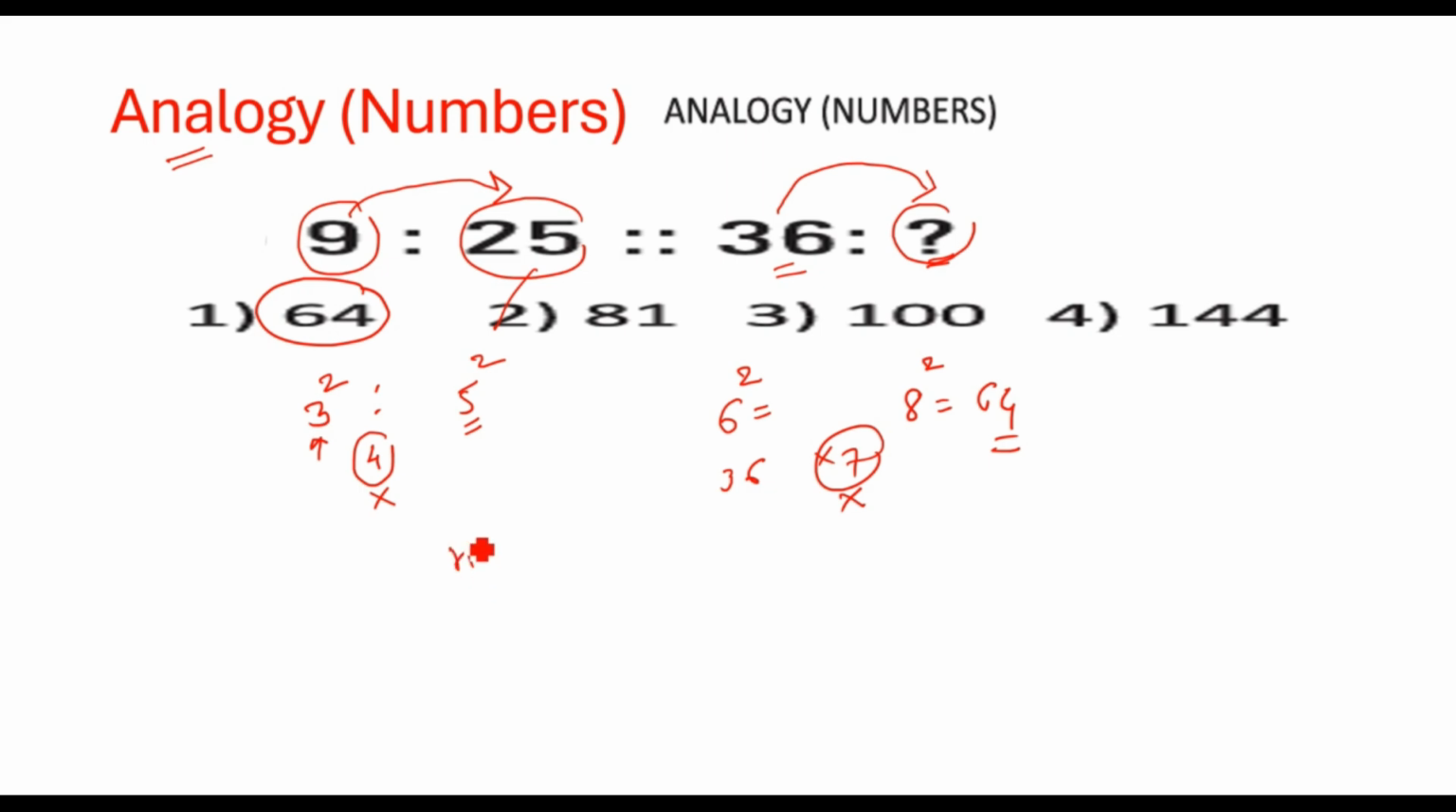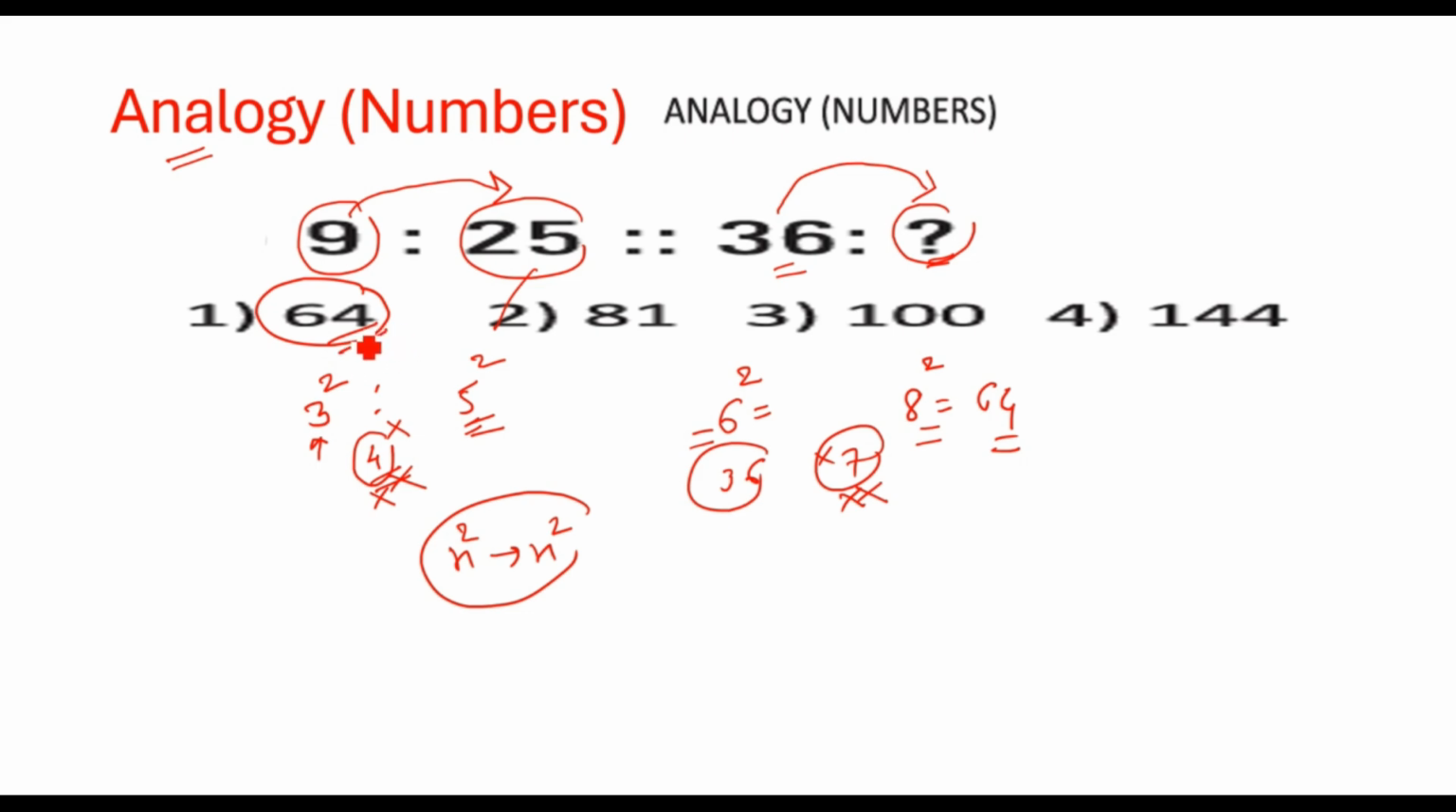So here the rule followed is n square, but you have to skip one consecutive number. This is 3 square, 4 square is missing, 5 square, that is 4 is skipped, 6 square is 36, 8 square is 64, 7 is skipped.